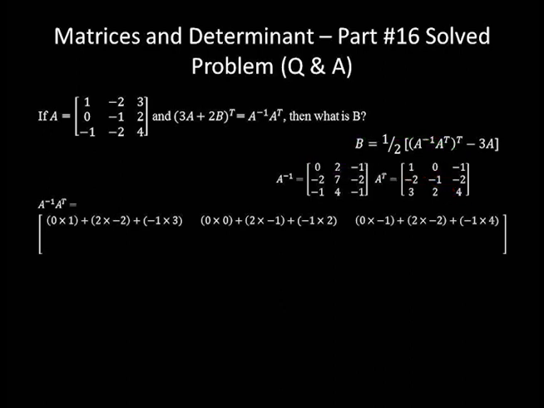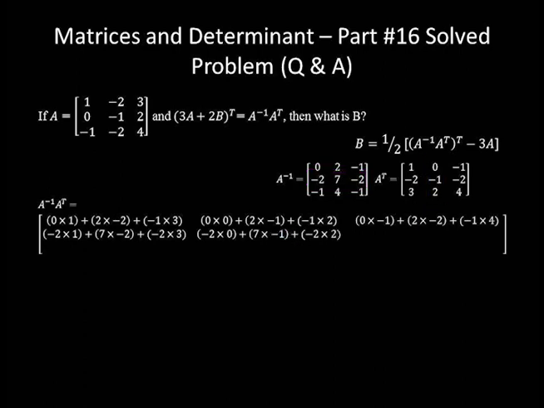To find row 2 column 1 entry, we have to multiply row 2 of A inverse with column 1 of A transpose. Negative 2 times 1 plus 7 times negative 2 plus negative 2 times 3. To find the entry in row 2 column 2, we have to multiply row 2 of A inverse with the corresponding elements of column 2 of A transpose. Negative 2 times 0 plus 7 times negative 1 plus negative 2 times 2.